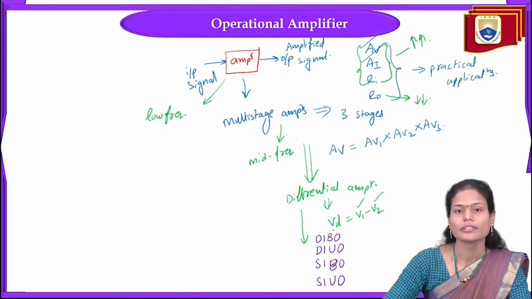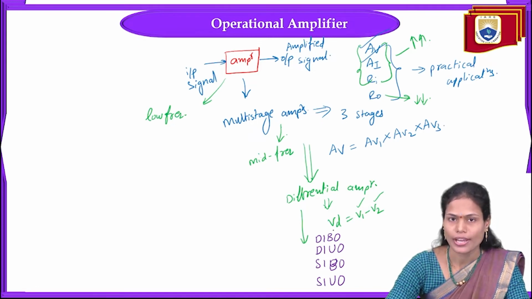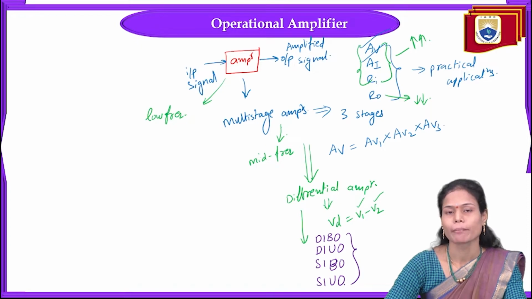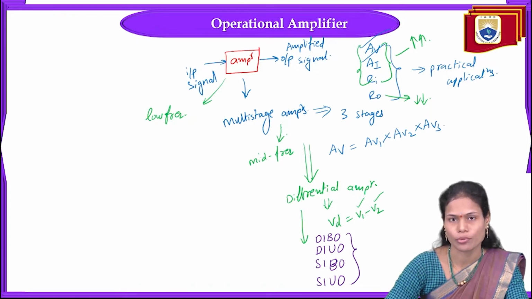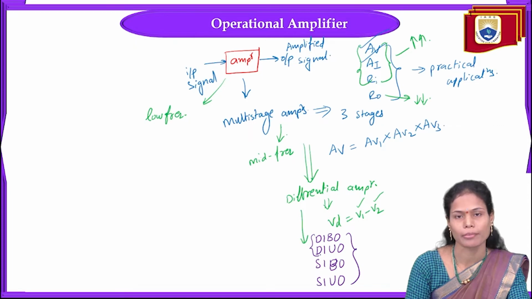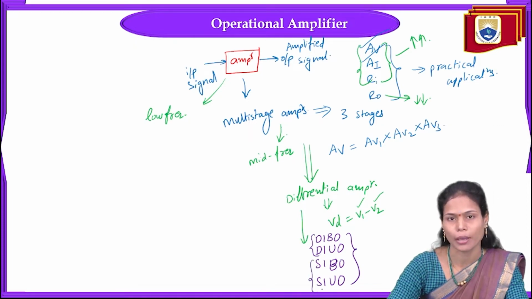So here the construction and the analysis of all these four configurations are the same, but these four can be differentiated by how many inputs we are providing to these amplifiers, whether we are providing two inputs to the two transistors or a single input to only one transistor. If we are using two inputs, those are dual input amplifiers.